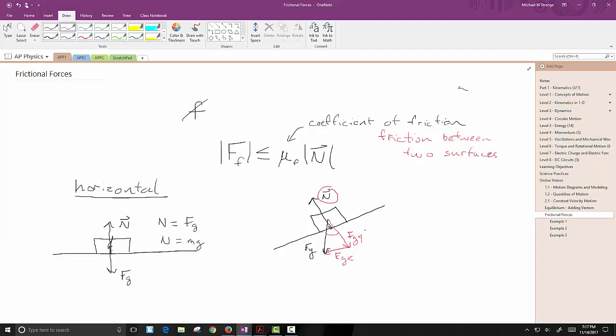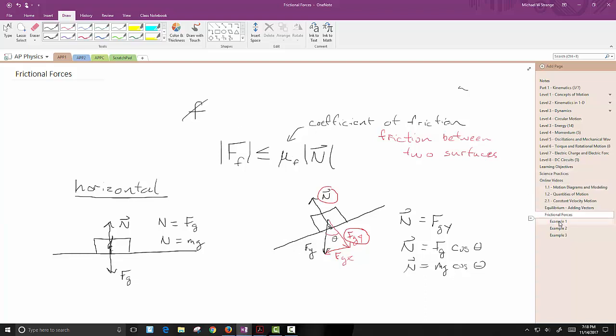So the normal force for an inclined plane is equal to the force of G in the Y direction, just the component of it. And so in this case, if this was theta, then the normal would be equal to FG cosine theta. And then FG is just mg, so we get mg cosine theta. So in general, when you set up your diagram like this, that's what we'll be dealing with. So now it's just applying it. So that's our concept. That's our friction.